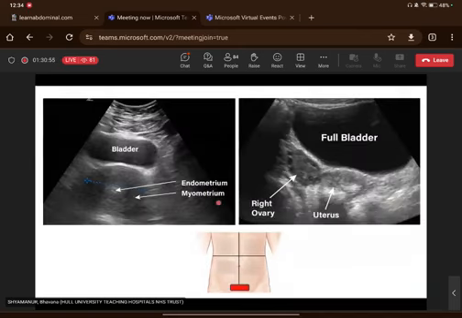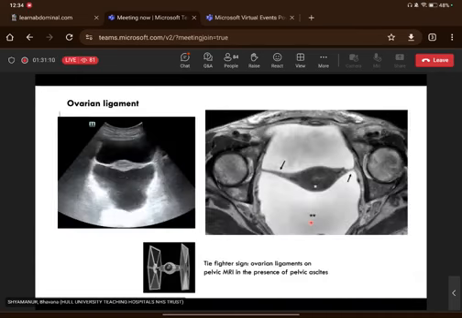And on the transverse view, the central transverse section of the ovaries, again seen with the central myometrium, and it's very possible to see the right and the left ovary on either side paramedially. Ovarian ligament, not often seen, but may be seen when outlined by fluid. So this is just a characteristic sign, the Tieschweiter sign, where you can see the ovarian ligaments in the presence of pelvic ascites.